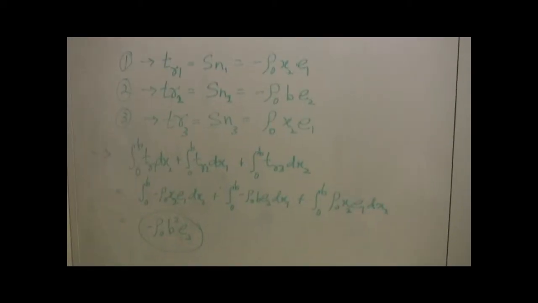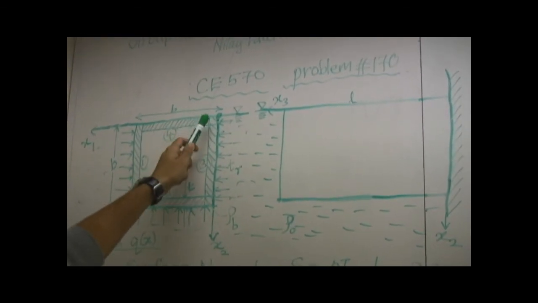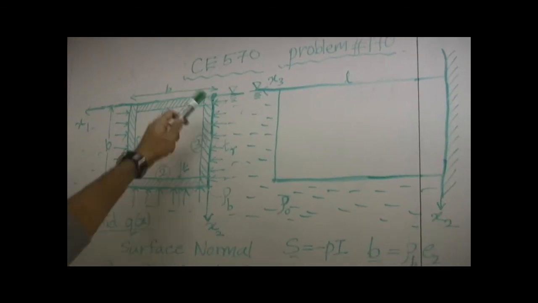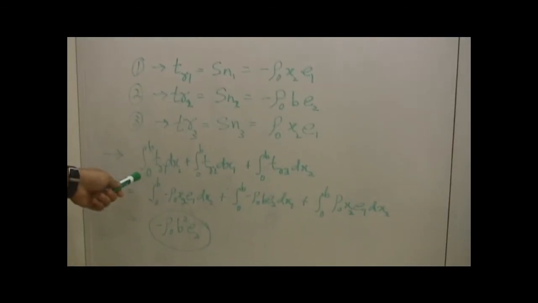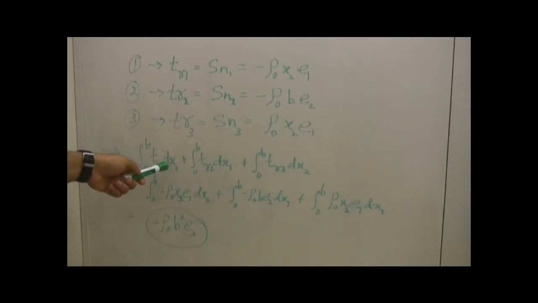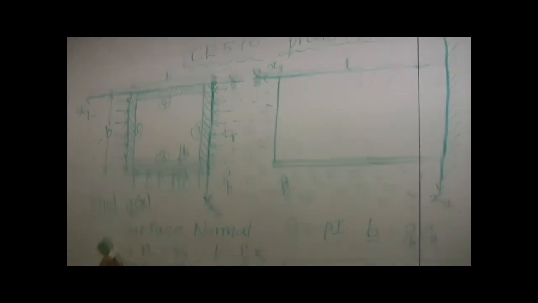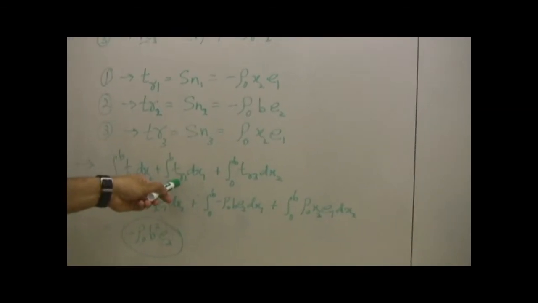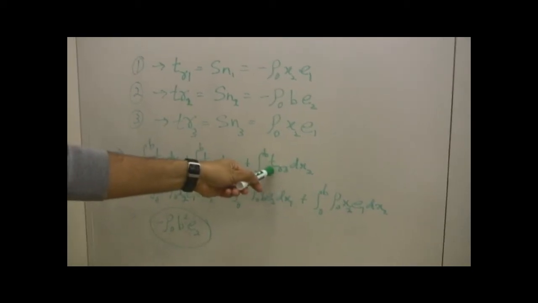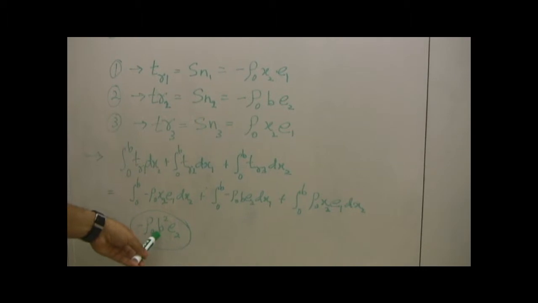Each of our surfaces 1, 2, 3, and 4 are of the same width b. So our integrals will be from 0 to b in each surface. For surface 1, it will be the integral from 0 to b of traction 1 in the direction x2, since our traction plot is in the direction x2. Similarly, we get the integrals for surface 2 and surface 3. Solving the above integrals, we get negative rho 0 b squared E2. So we have solved the first part of the resultant applied force.